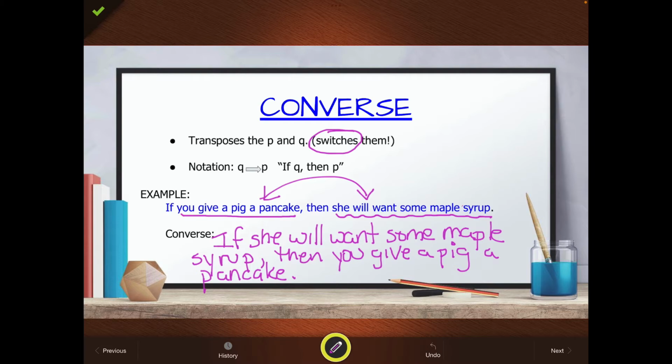Okay, right now we're not worried about is it true, is it false, does it make a whole lot of sense. So converse. Converse means switch. Switch your hypothesis and your conclusion.